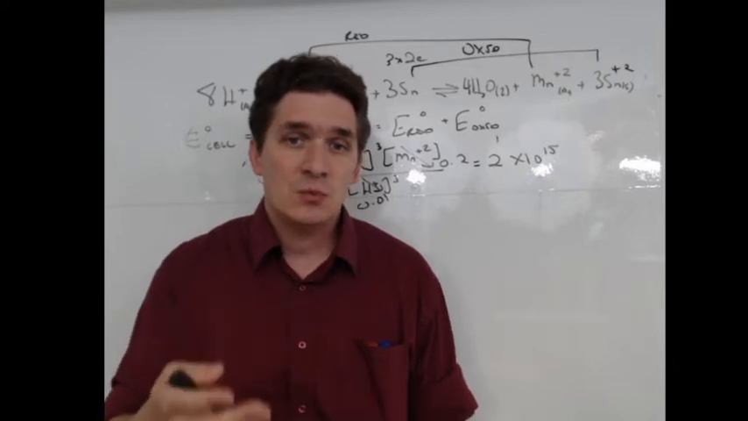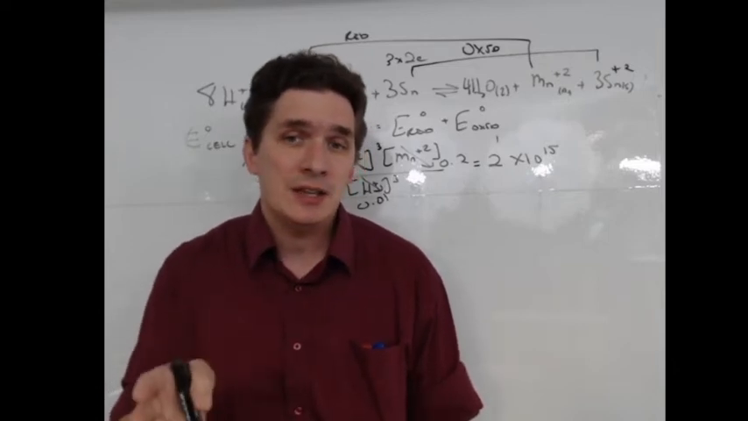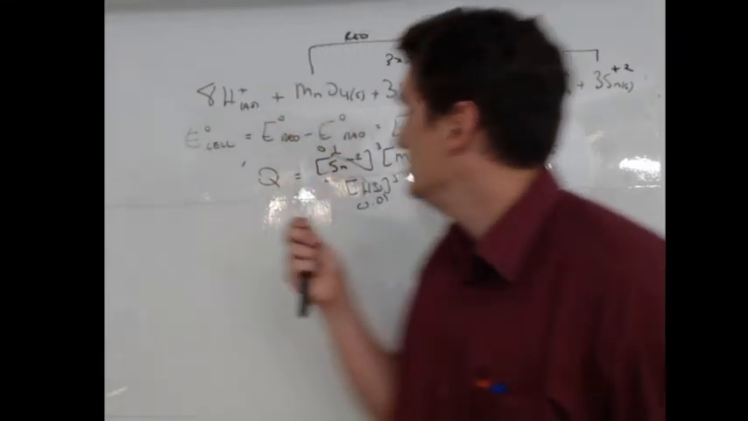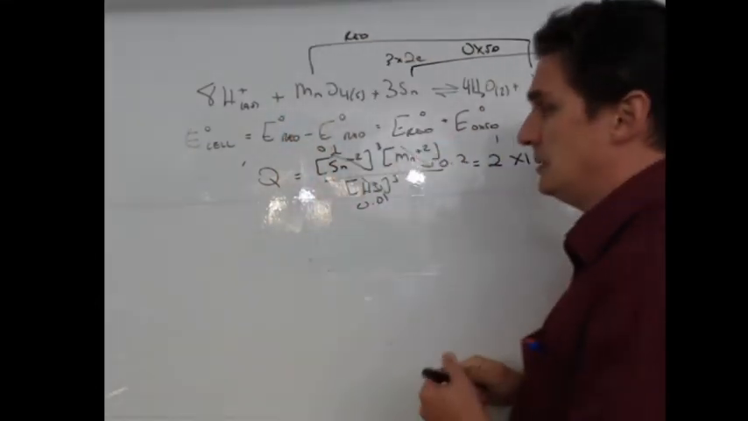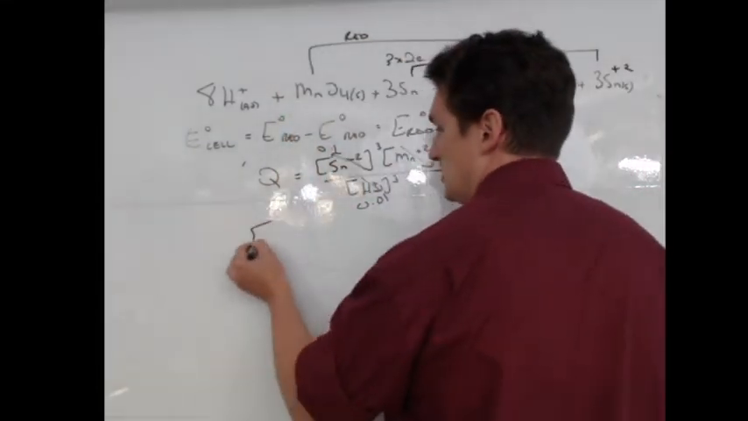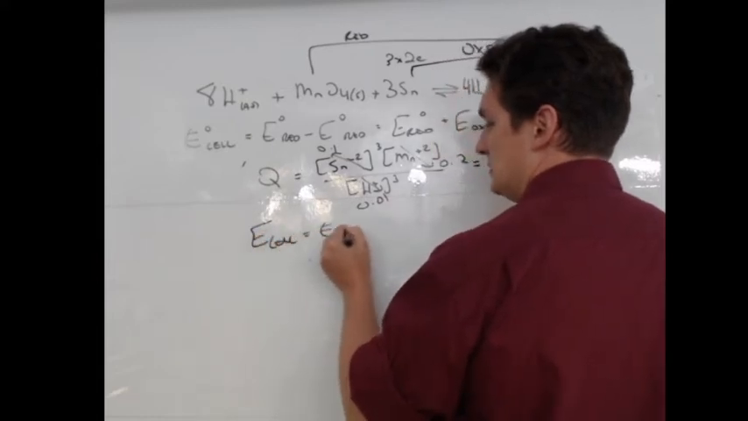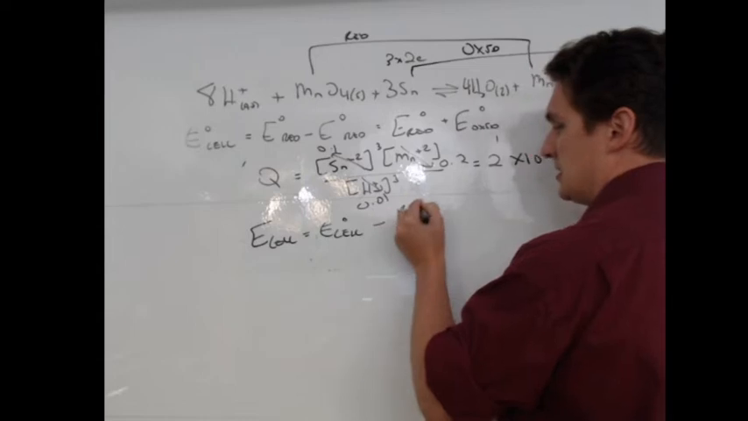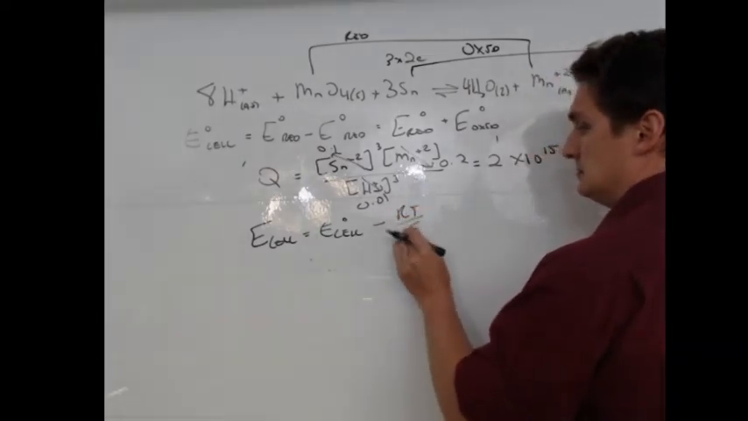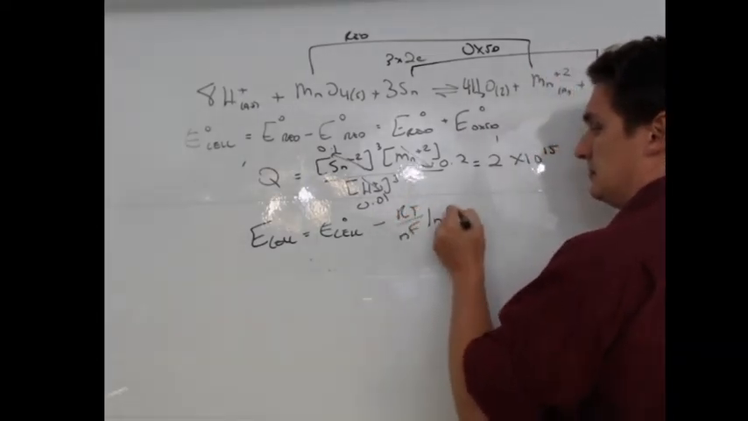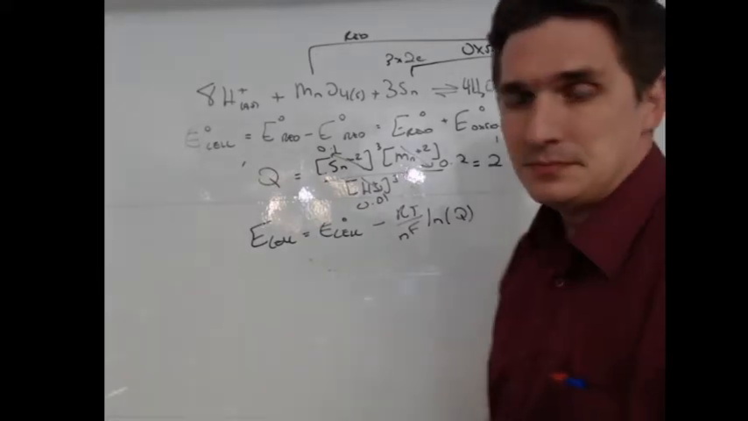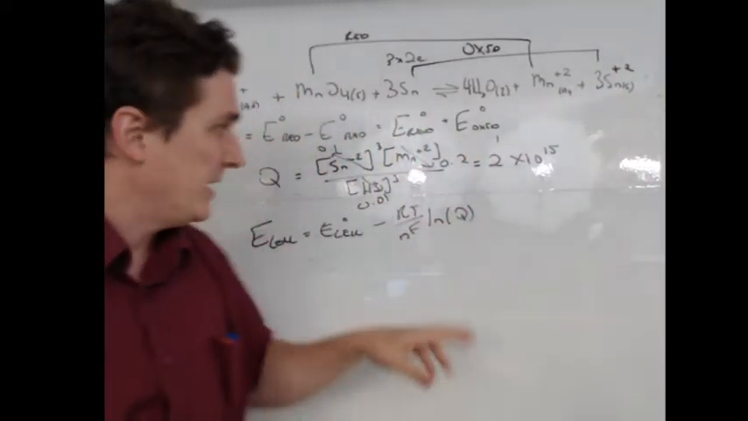Okay, so Camille got 2 times 10 to the 12. That's Q. I think Abby's referring to the E. So you have to put Q into your Nernst expression. So the Nernst expression: the E cell is the reference E cell minus RT over nF times ln of Q. So you're going to put your value in for Q here.